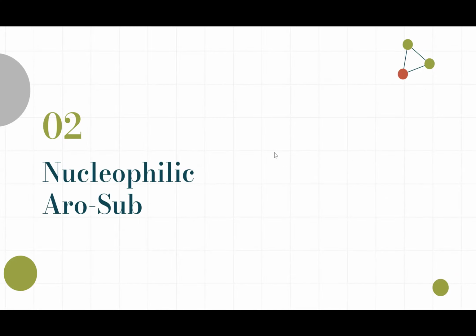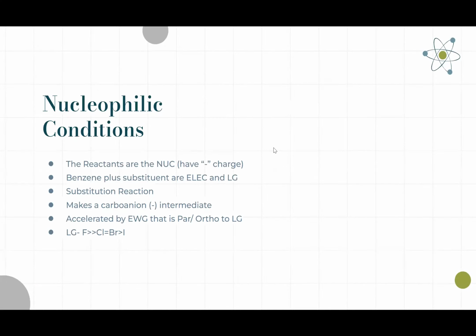In this case, the roles are reversed, right? So now the reactants are nucleophiles, so they usually have a negative charge. That's how you tell it's nucleophilic aromatic substitution instead of electrophilic. And so what's going to happen here is that the benzene plus the substituents are the electrophile and leaving group. Substituents are part of the leaving group, right?